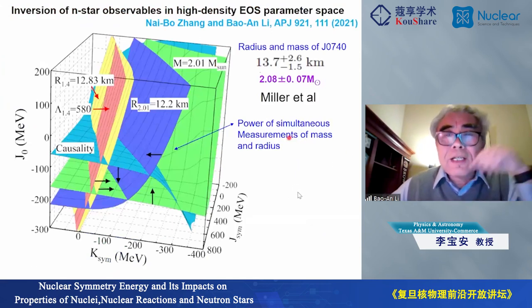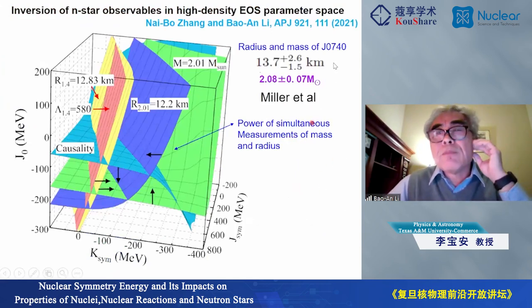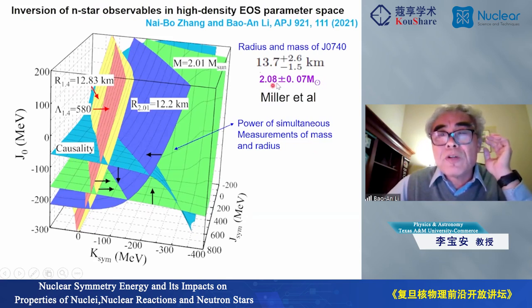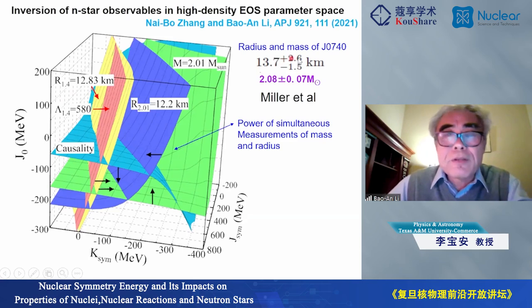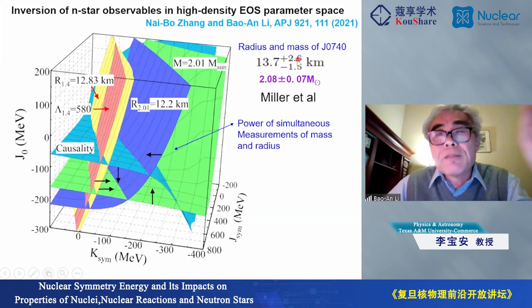Now let's look at what we can learn from the most massive neutron star, with a mass of 2.08 solar mass with this uncertainty. This data has been analyzed by two independent groups within the same collaboration. This is from Miller's analysis. It gives you a radius of 13.7 plus this number minus this. Now, the larger upper limit of the radius is 16 point some kilometers. It's just too big compared to the upper limit of the radius from LIGO. So this upper limit of radius doesn't give us any new information.